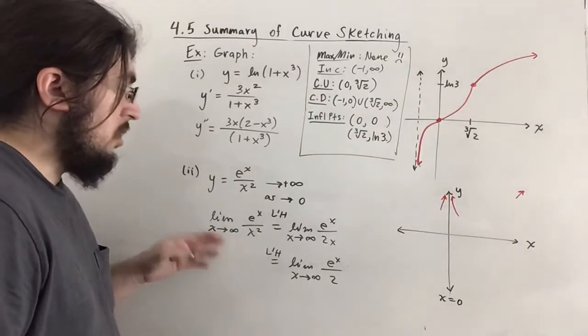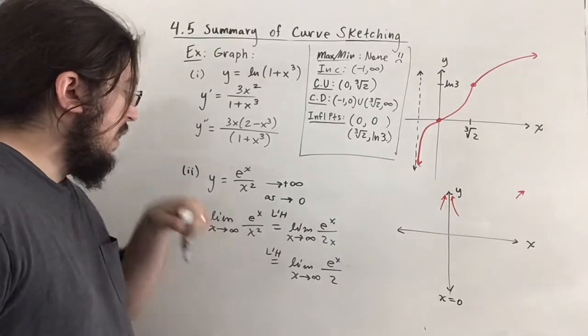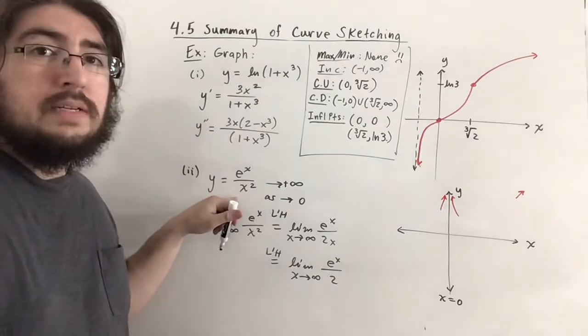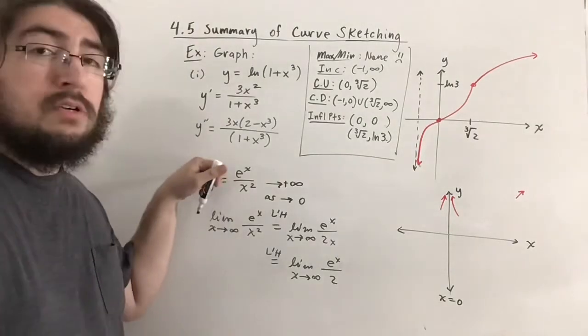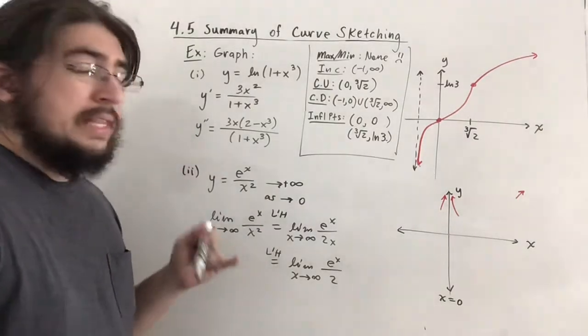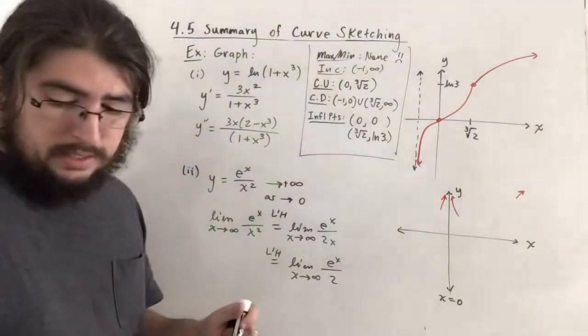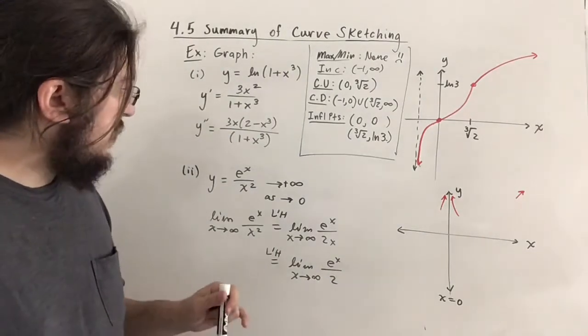But what about as x goes to negative infinity? Well, as x goes to negative infinity, the bottom will still approach positive infinity. The numerator will approach 0 though. So 0 over infinity is not an indeterminate form. That actually just straight up approaches 0, because it's 0 over infinity.